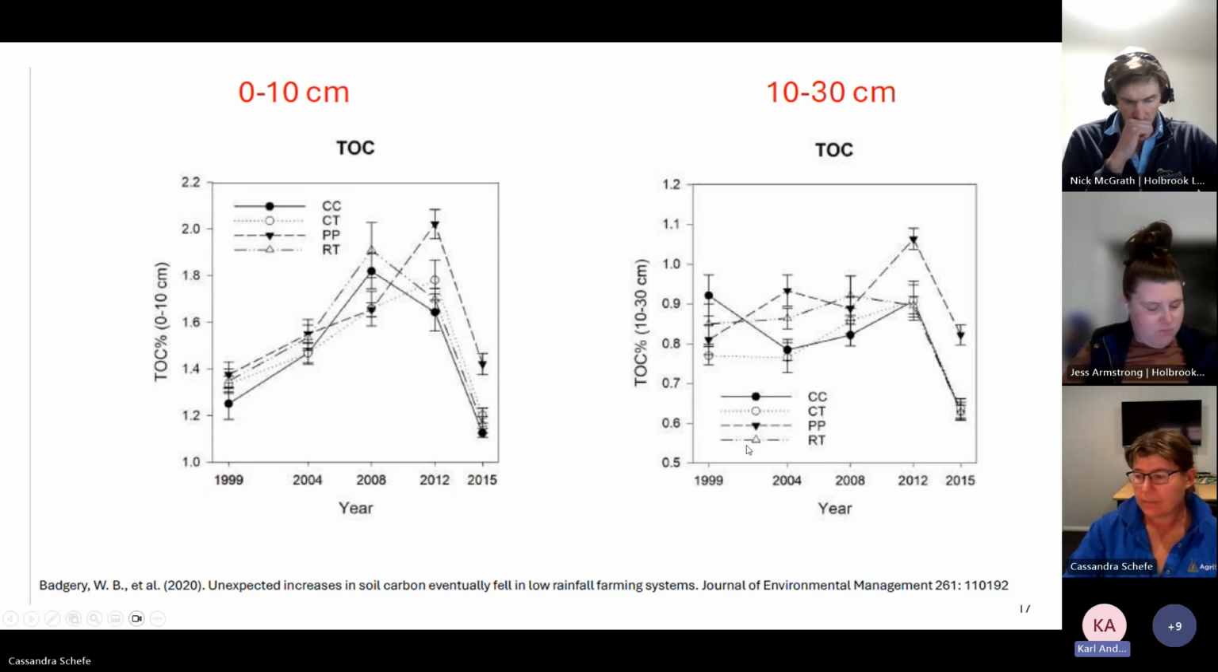Again, in the 10 to 30, if you think about the profiles I was talking about earlier, there is much less activity in the subsurface and lower levels in general compared to the surface. But again, a bit of a trend up and then dropping at depth.